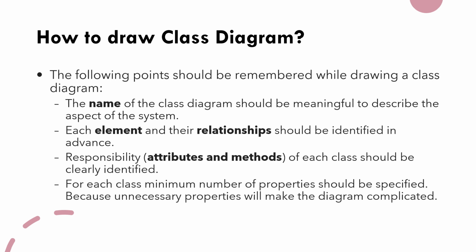Then responsibility, that is attributes and methods of each class should be clearly identified. So this should be the same. You need to identify those things. Okay, prepare in advance before you start to draw the class diagram. Okay, for each class, minimum number of properties should be specified because unnecessary properties will make the diagram complicated.